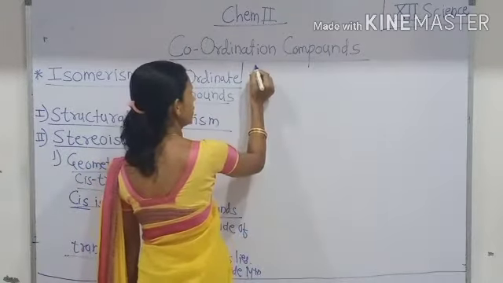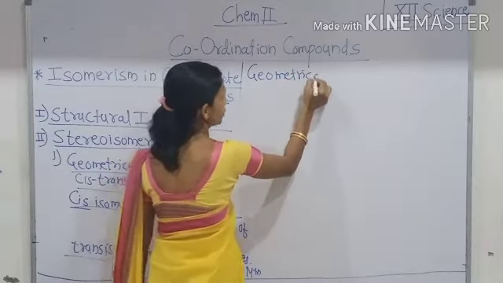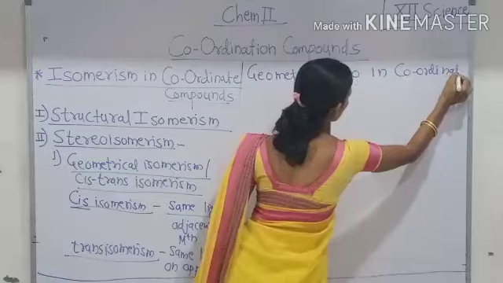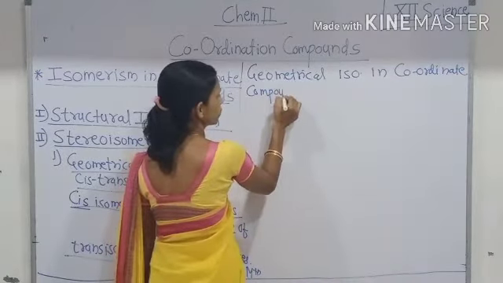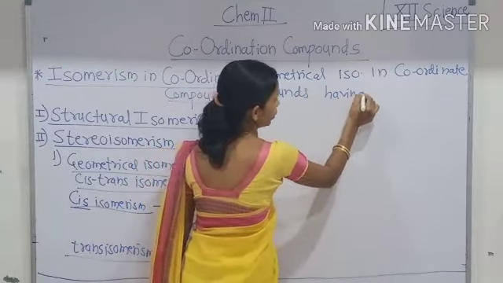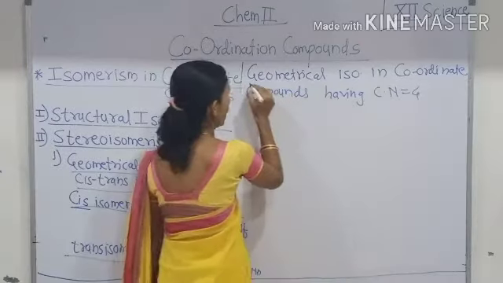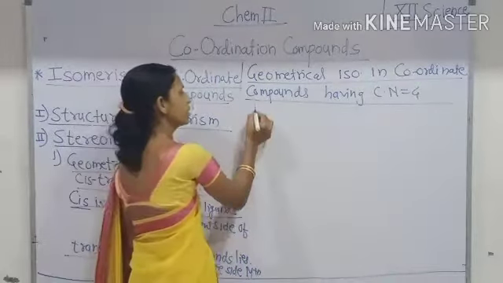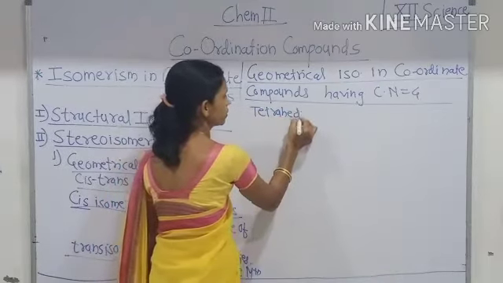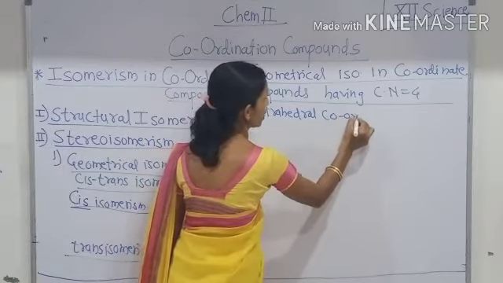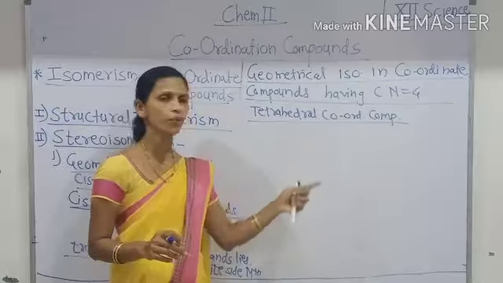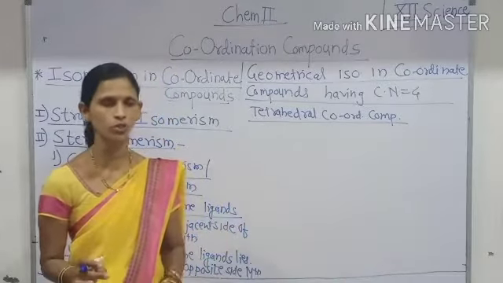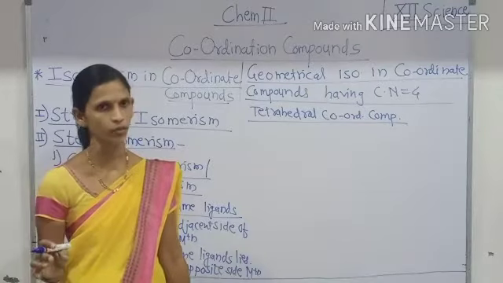Then see here, the geometrical isomerism in coordinate compounds having coordination number 4, and there are two types of coordinate compounds having coordination number 4. First, tetrahedral coordinate compounds. See here, a coordinate compound having tetrahedral geometry. This type of coordinate compound does not show or exhibit cis-trans isomerism.